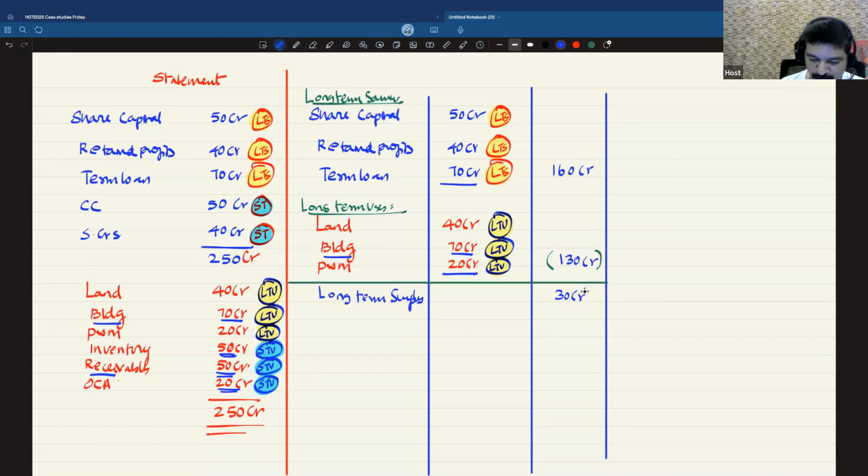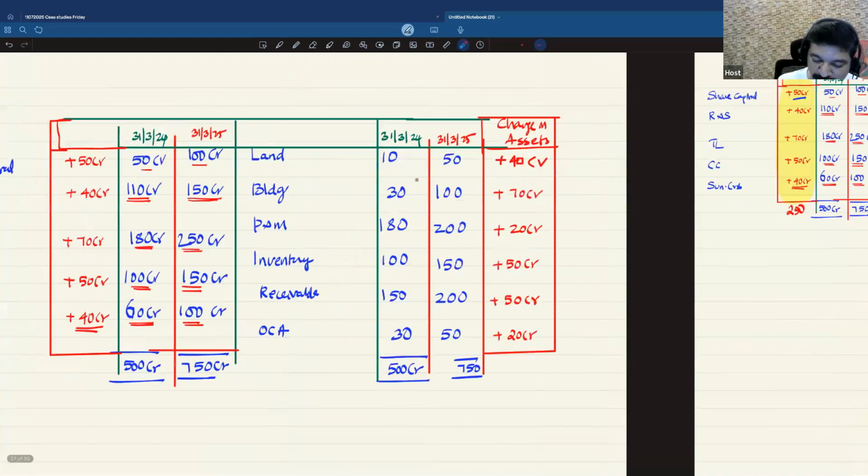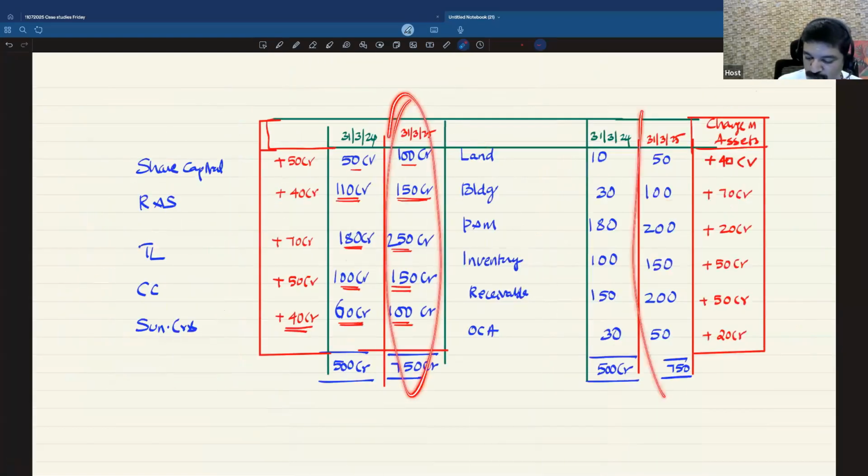So now by looking at this statement, what you can understand or appreciate is this business has raised long-term funds of 160 crore, and out of that 160, they have spent only 130 crore and they still have 30 crore left with them. Okay, that is the understanding you are getting, right? Do you think you will get this understanding just by looking at this balance sheet?